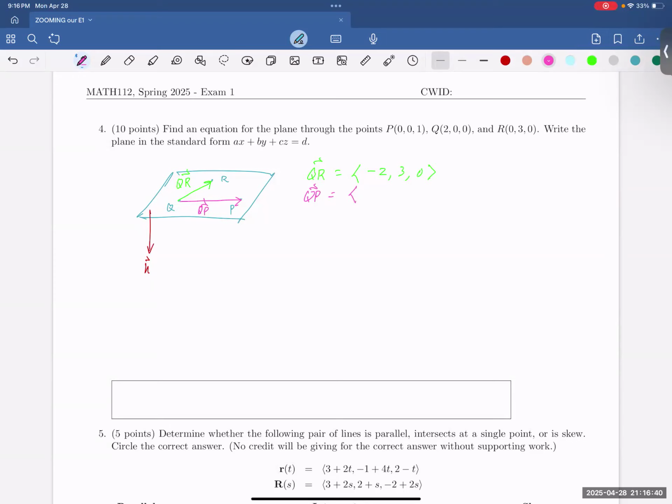Okay. Q to P. Q to P. No, I gotta focus. Okay, so P minus Q. -2, 0 minus 2. 0 and 0, and then 1 minus 0, so 1. And then we're going to do QR cross QP. We could do QP cross QR. It doesn't matter which order, but this is just the order I wrote it.